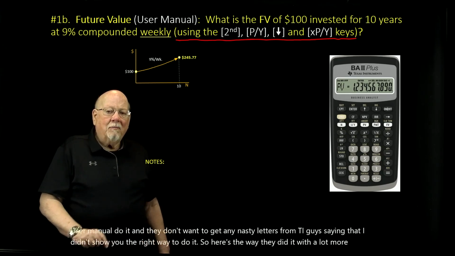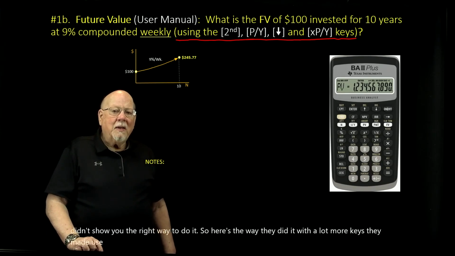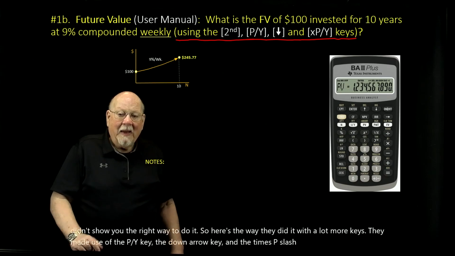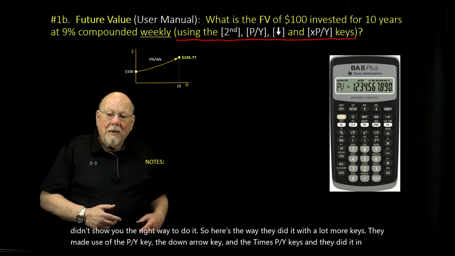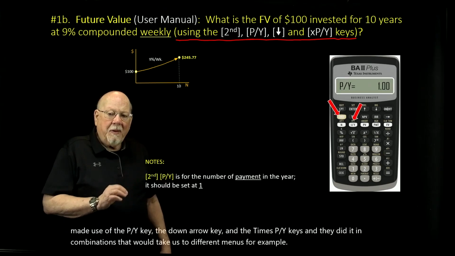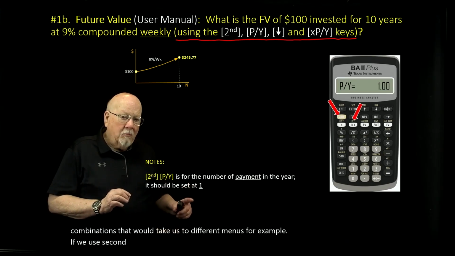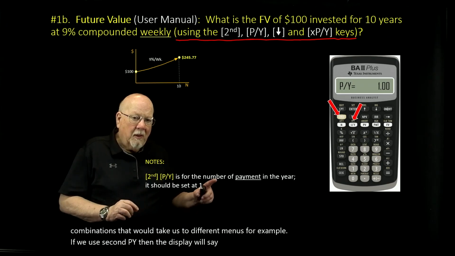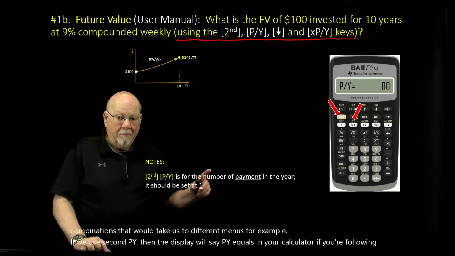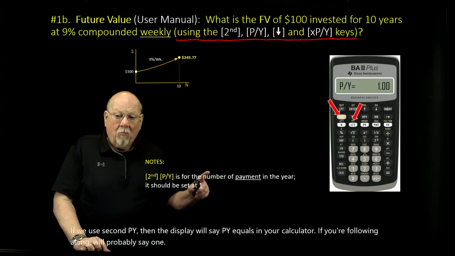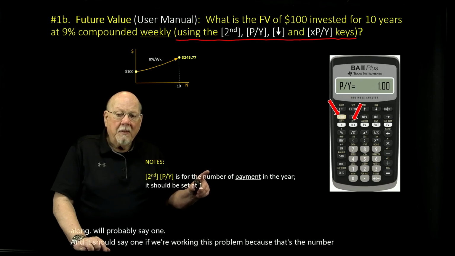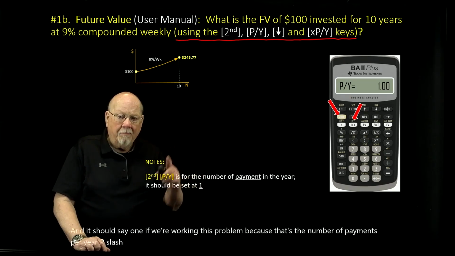They made use of the P/Y key, the down arrow key, and the times P/Y keys. And they did it in combinations that would take us to different menus. For example, if we use second P/Y, then the display will say P/Y equals, in your calculator, if you're following along, will probably say 1. And it should say 1 if we're working this problem, because that's the number of payments per year. P/Y, payments per year, 1.